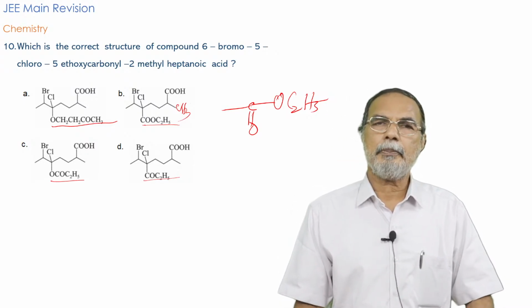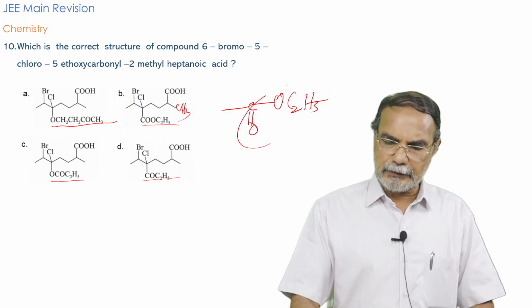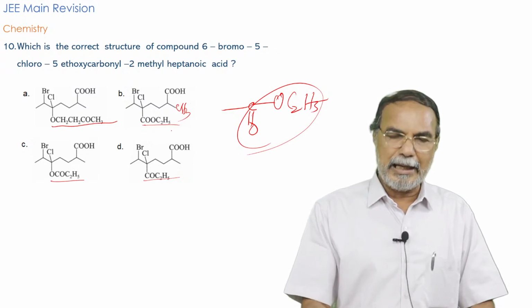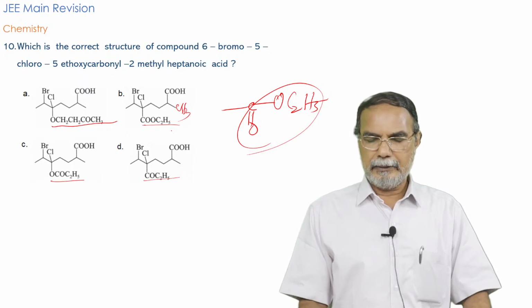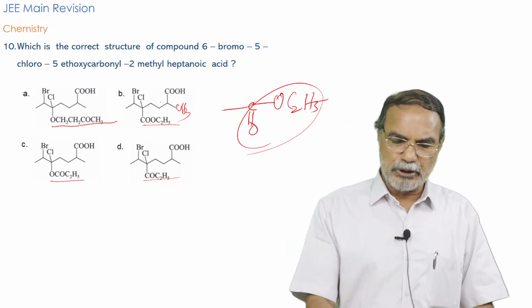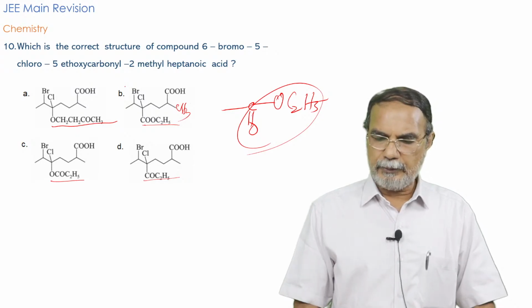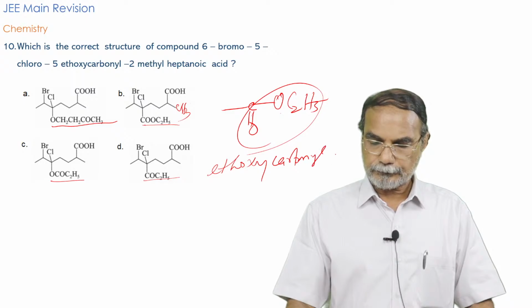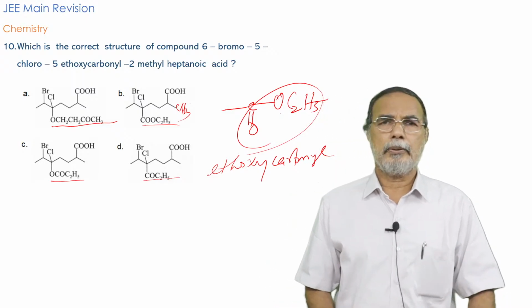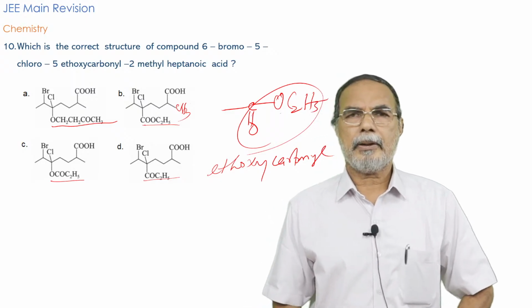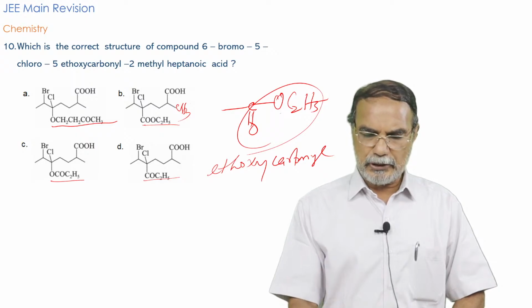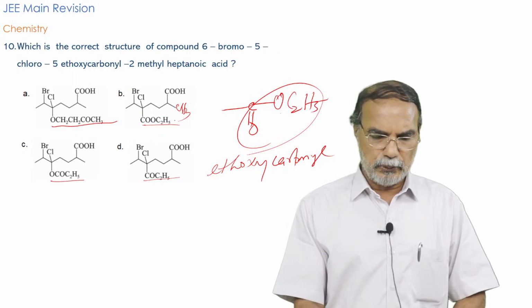COOC2H5. Quite simple. So this group, which is an ester group, as far as IUPAC nomenclature is concerned, has to be named as just one group, and then this group which appears as a substituent in the main structure can be named as ethoxy carbonyl. COOC2H5 is the ethoxy carbonyl group. So that's the only thing you must know to spell out the correct structure. So ethoxy carbonyl is C double bond O, OC2H5, that is COOC2H5.